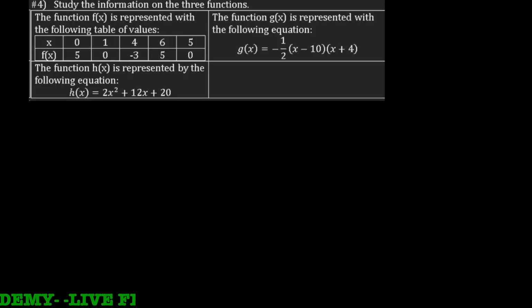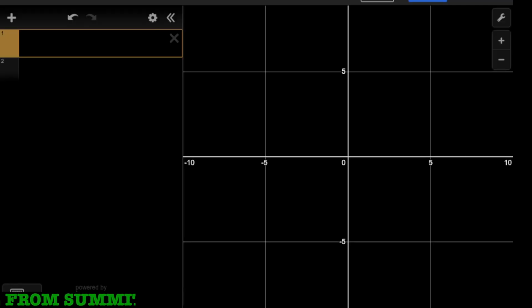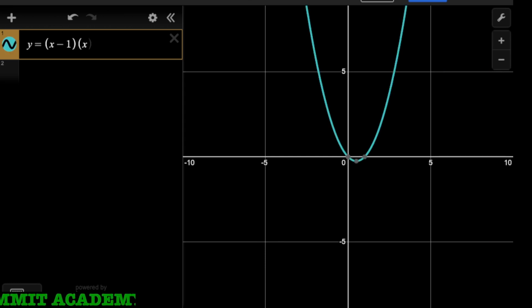So if I'm looking at my function, I know when x equals 0, my y value is 5. However, I'm going to use these 2 points where my function, meaning f of x, is equal to 0, because that's saying when y equals 0, we have our x-intercepts. And so I need to take the opposites of 1 and positive 5. So in my equation, I can say y equals, in parentheses, x minus 1 times x minus 5.